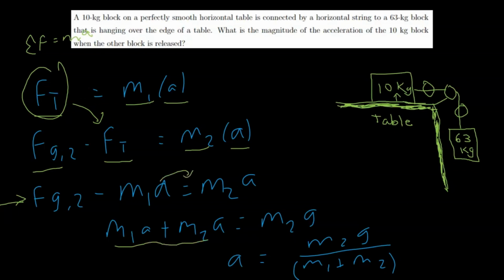Bring m1a over, we have m1a plus m2a equals m2g. m2g is basically rewriting F of G2. And so our acceleration we find through derivation is m2g divided by m1 plus m2. So in these problems, you commonly see these setups, and you basically just have to break up the force into horizontal and vertical components, and then solve for acceleration in terms of other variables.